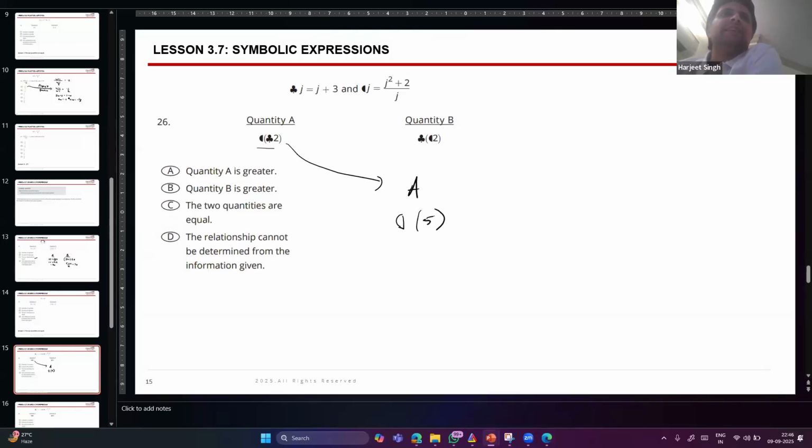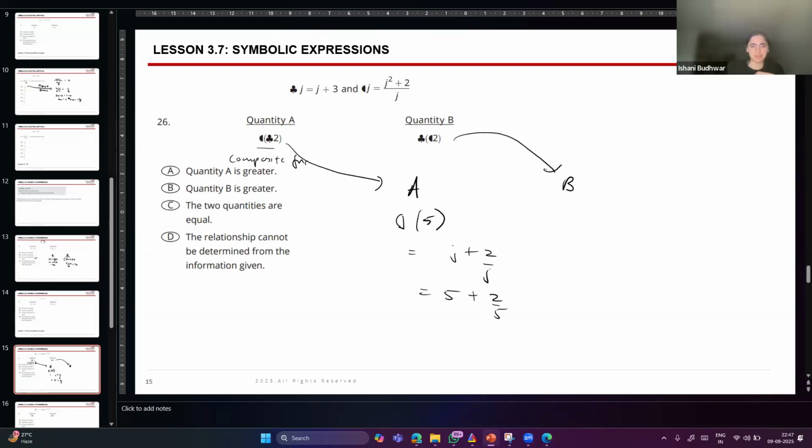Yeah, so can I say this acts like a composite function, right? So j plus 2 by j, so 5 plus 2 by 5. Okay. And what is this expression b? First you plug the 2 into the second equation, so it's 2 squared plus 2, which is 6 over 2, which is 3, and then you increment it by 3, so it's 6. So is it 6? Yeah.